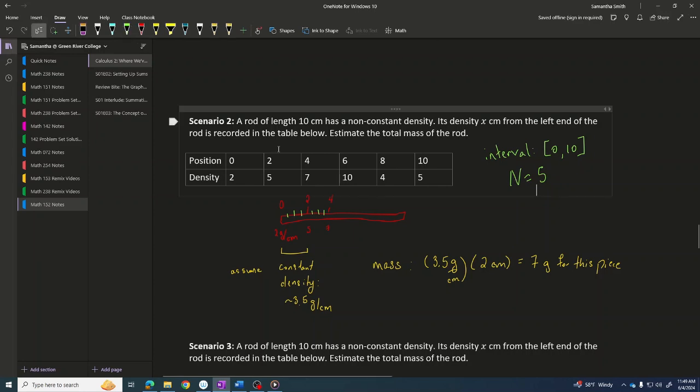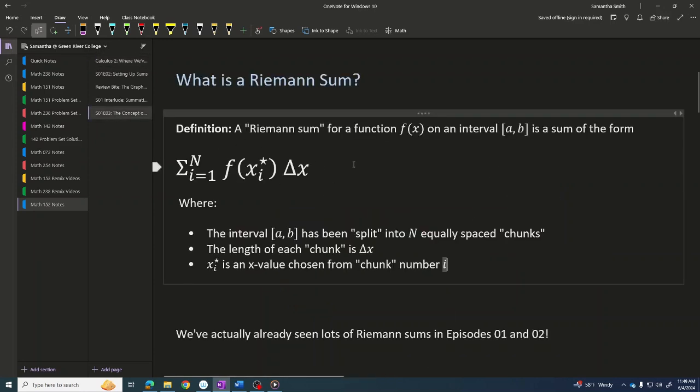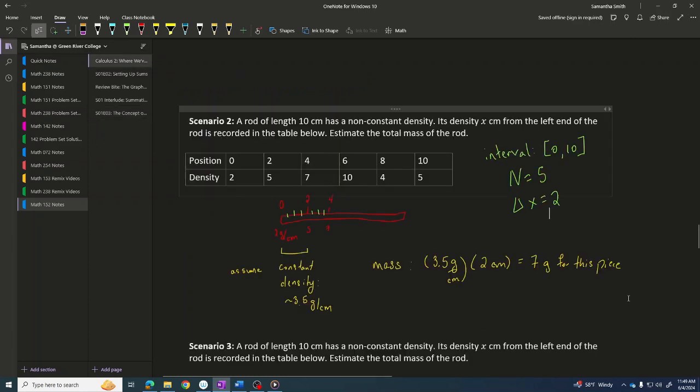And how wide are each of these chunks? Each of these chunks is 2 units wide. So 2 would be the value of delta x in this example, as compared to the generic Riemann sum formula. In this particular case, our function f of x is described using a table, and that function relates position and density.